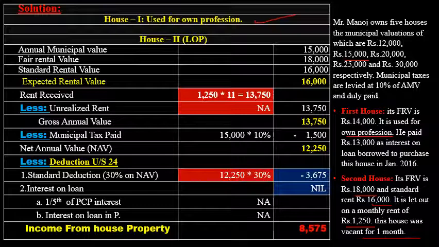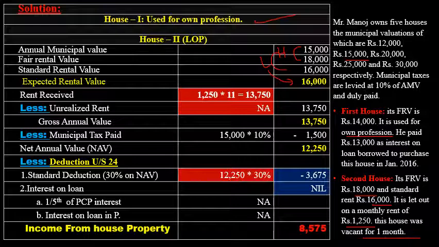So next, expected rental value. Expected rental value is 16,000. First highest, municipal value or fair rental value, whichever is highest. The highest is 18,000. 18,000 or 16,000, whichever is the lowest. So lowest is 16,000. So 16,000 is the expected rental value.